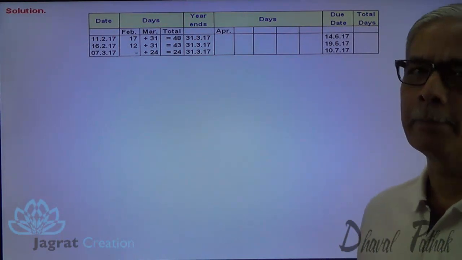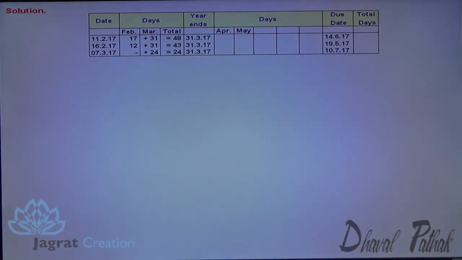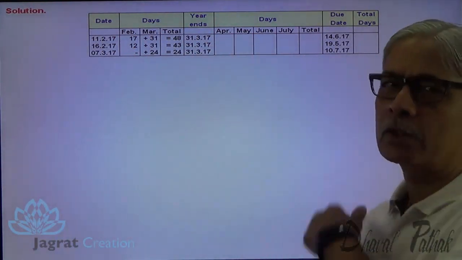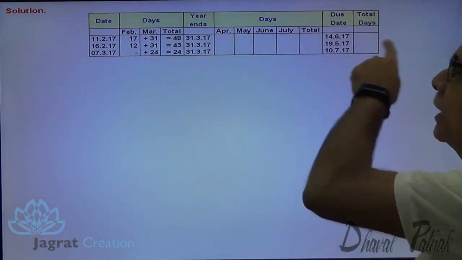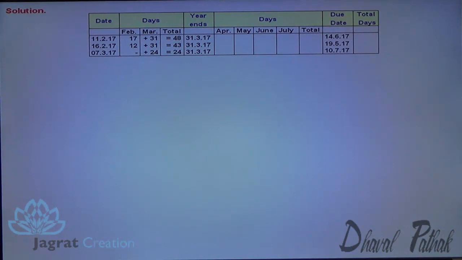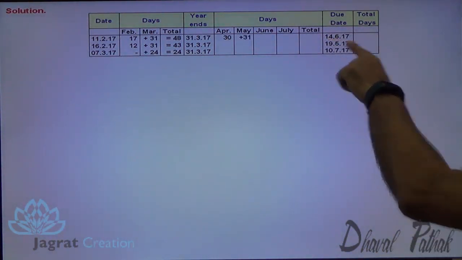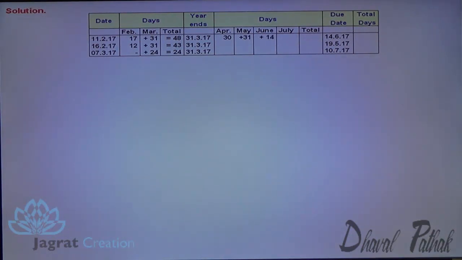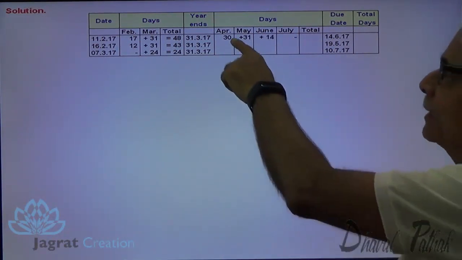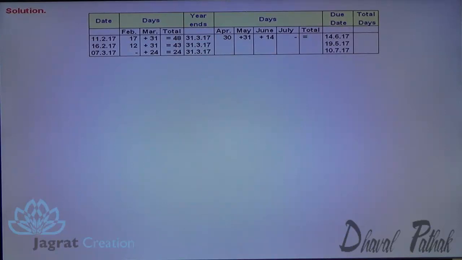Now I want to find out the number of days till maturity. These are the days after the accounting year ends. The accounting year ends on 31st of March. Number of days from 31st of March to 14th of June: April has 30 days, May 31, June up to 14th. So the total number of days works out to be 30 plus 31 plus 14, that is 75.